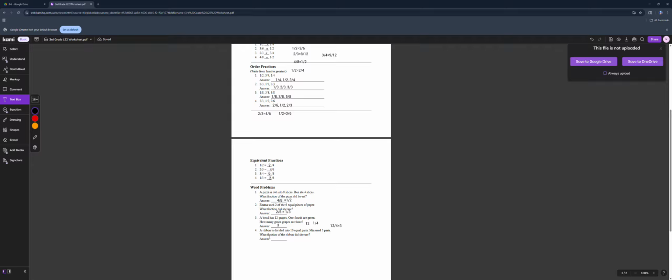Then you have number 4. A ribbon is divided into 10 equal parts. Mia used 5 parts. What fraction of the ribbon did she use? So they're saying the denominator, or the total, is 10, and then out of the 10, she used 5 of them. So this looks like 5/10, and if you simplify that, that would become 1/2.